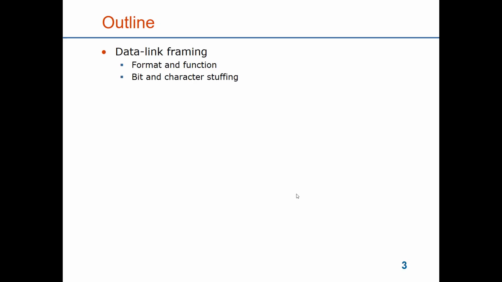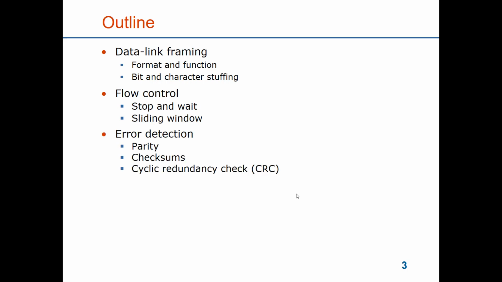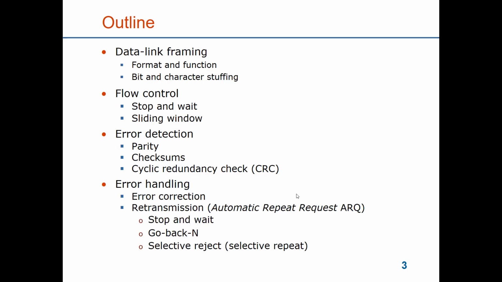So first we look at the data link framing, the functions and the format of that. And then we look at one of the issues that need to be dealt with when considering the framing. Then we look at flow control. We start from the simple stop and wait protocol and extend that to get a better performance for long links by a sliding window. And then we consider errors. We look at the function to check whether a frame has been correctly received or not. And if a frame is received in error, then we have to handle that by some means of correction.